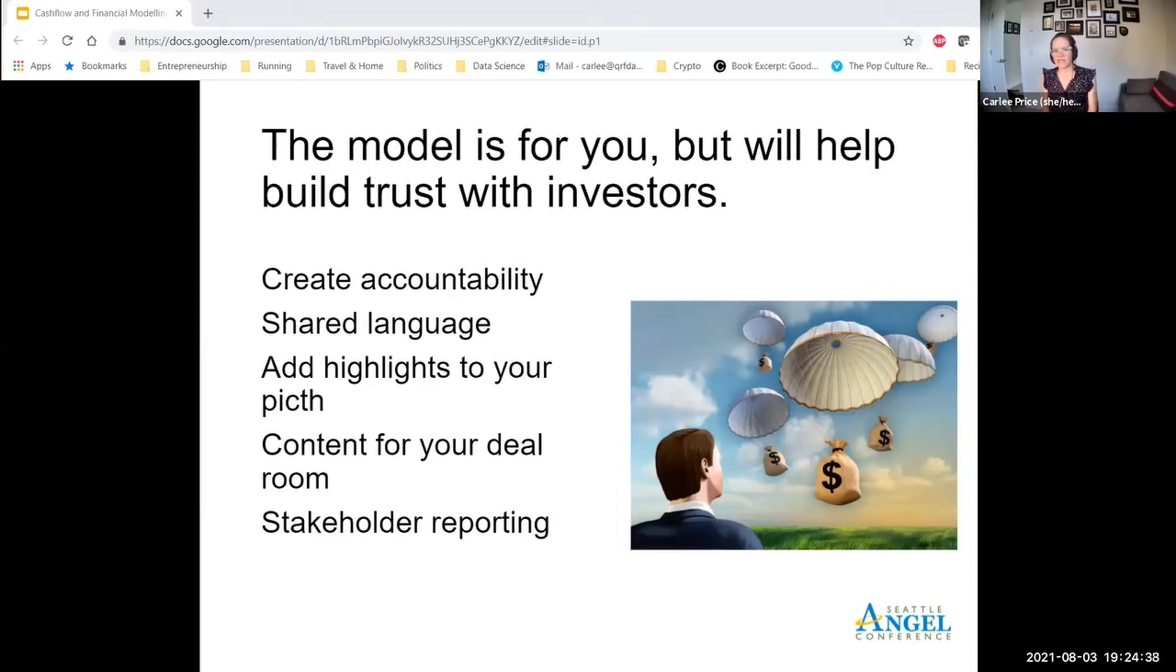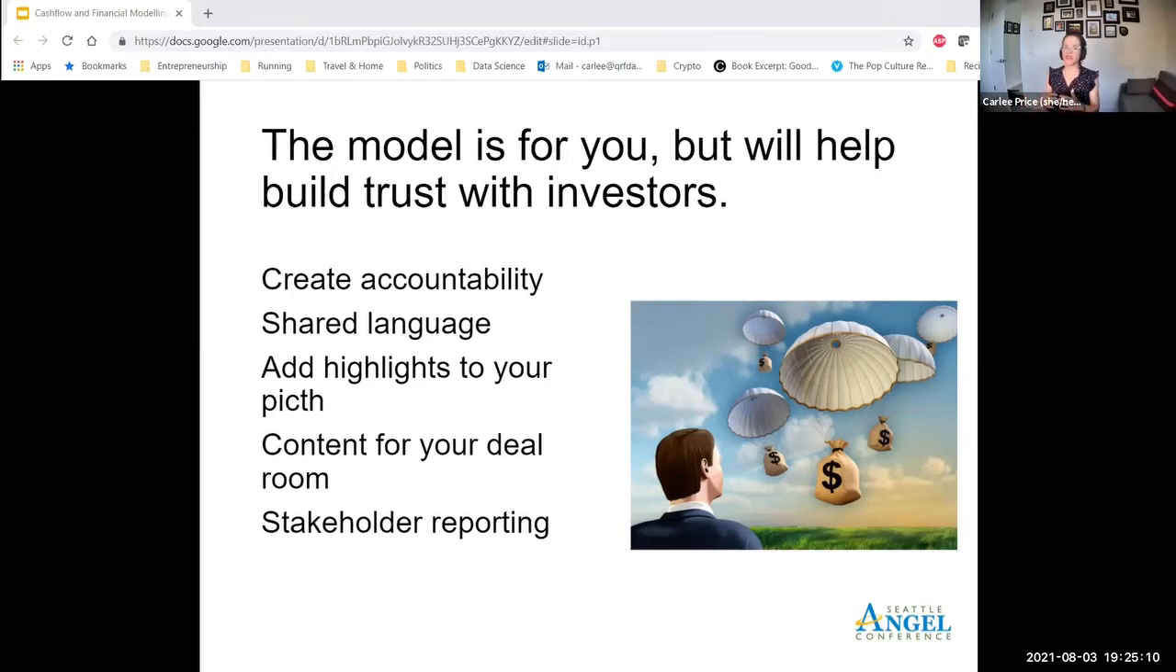And then the final point in this section is that the model is for you, but will help you build trust with a variety of parties. So the model is really about creating accountability for yourself and forcing you to get specific about how your business works from a numbers perspective. But in the process of doing this, you also create a shared language that will help you to communicate with other founders, like the folks in this room who all know what we're talking about when we talk about churn, when we talk about return on marketing spend.